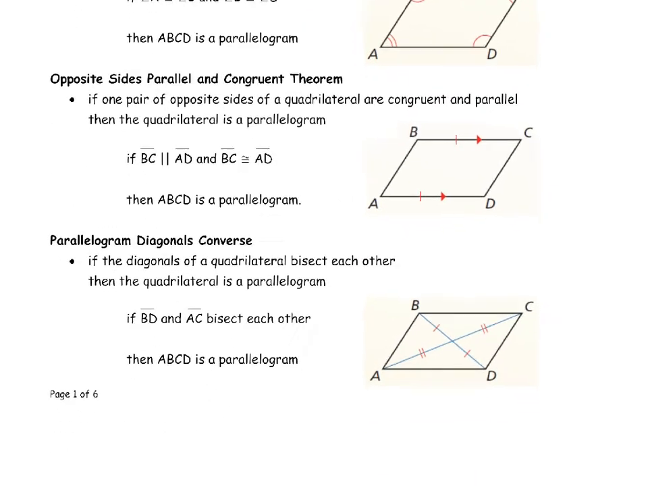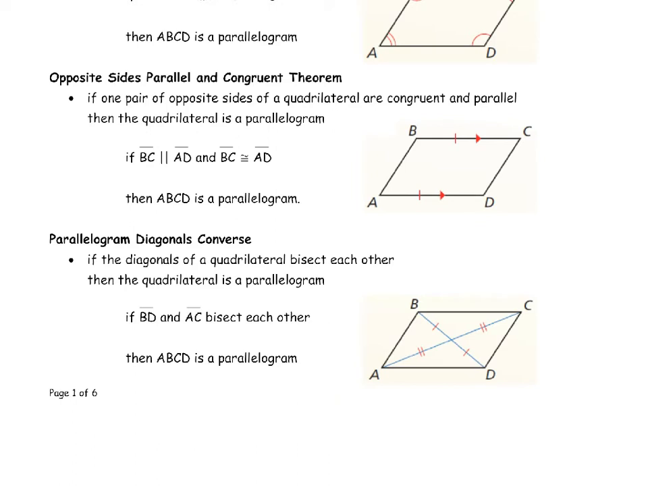Opposite sides parallel and congruent theorem. If one pair of opposite sides of a quadrilateral are congruent, so as you can see here, we got BC marked as congruent to AD, and they're marked as parallel, then the quadrilateral is a parallelogram. So if you have both of those instances, then you can prove that ABCD is a parallelogram based on the opposite sides parallel and congruent theorem.